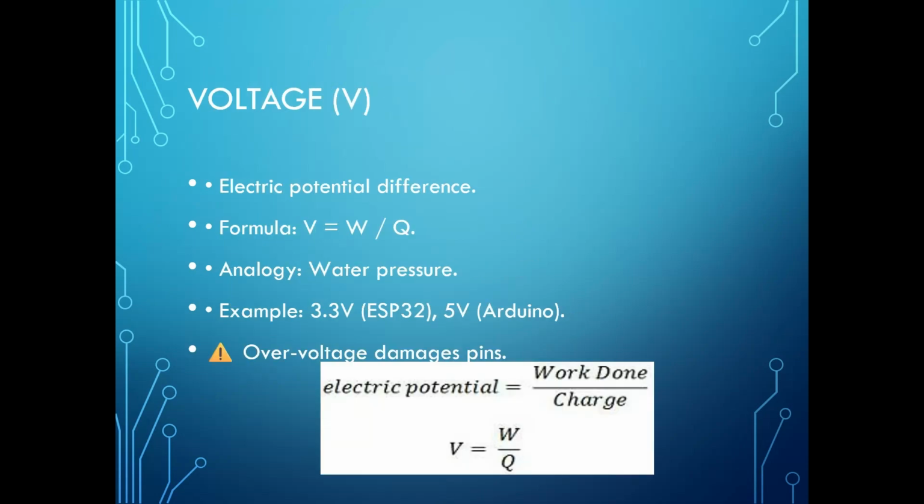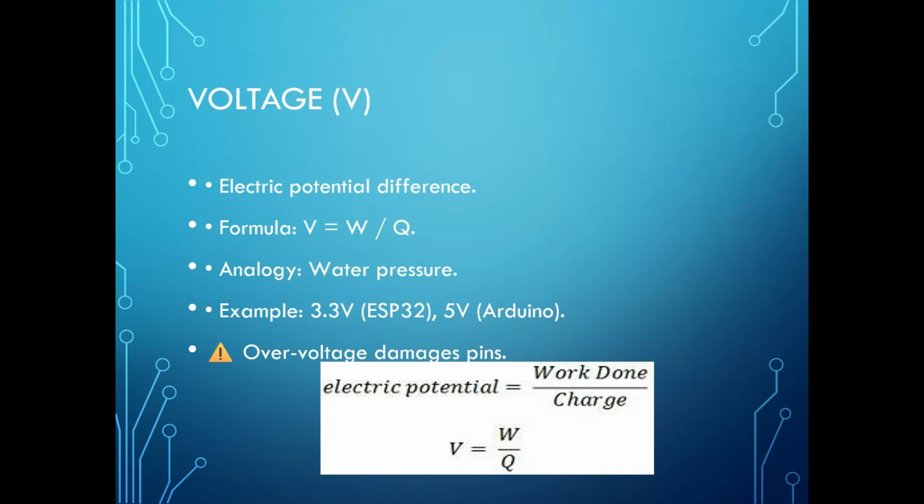What is voltage? Think of it like water pressure. High voltage is a strong push for electrons. It is V = W/Q, which is work done divided by charge. W is the work done, Q is the charge.